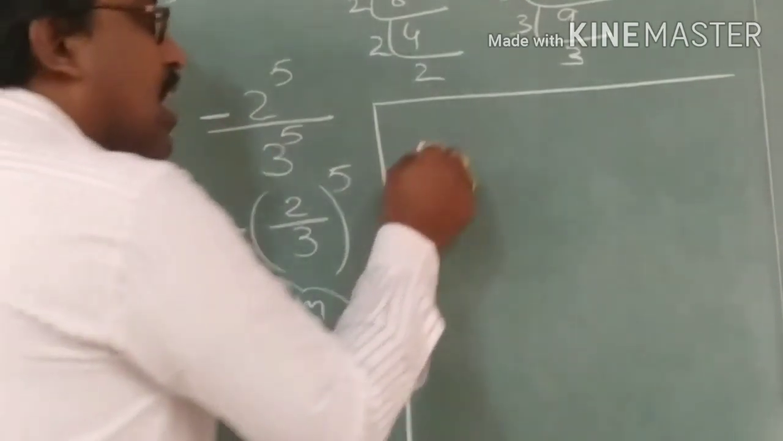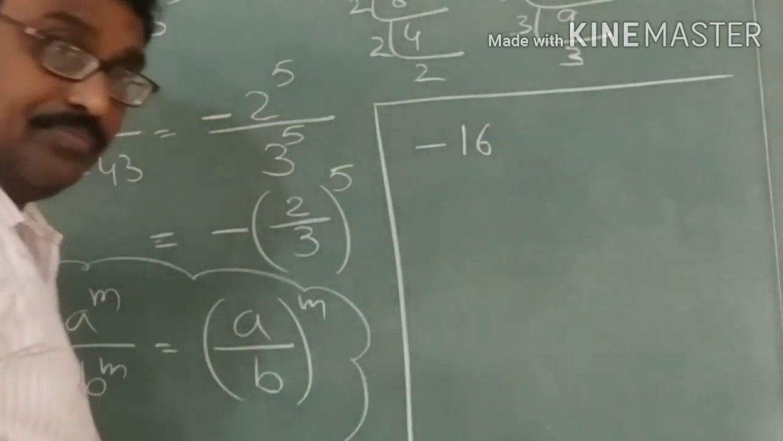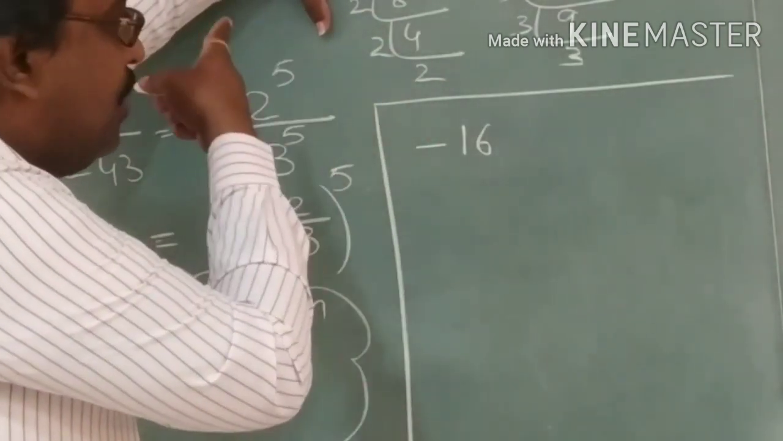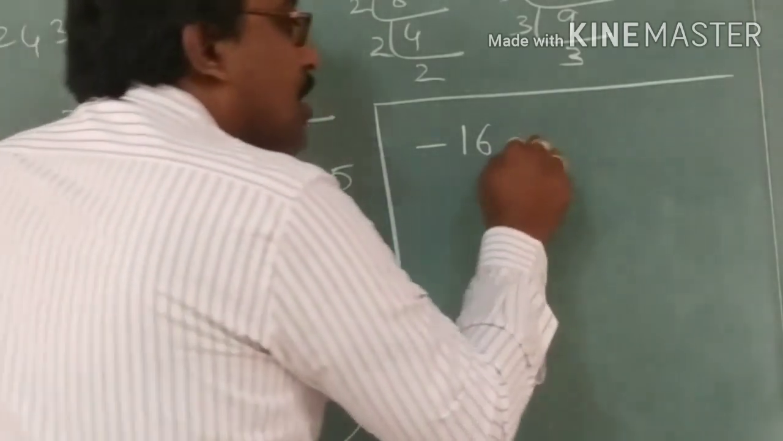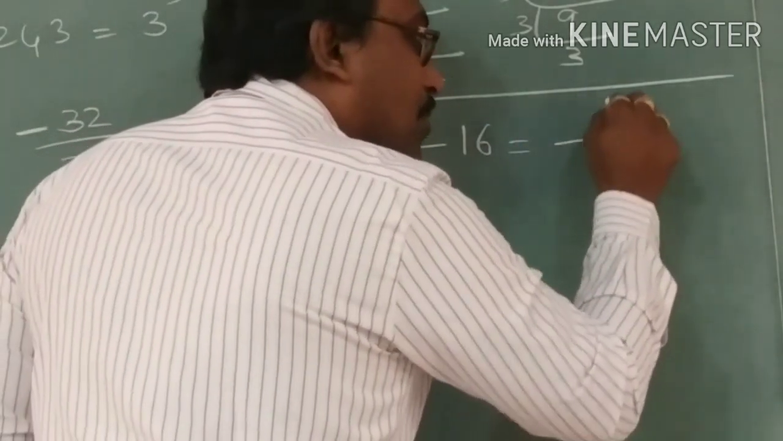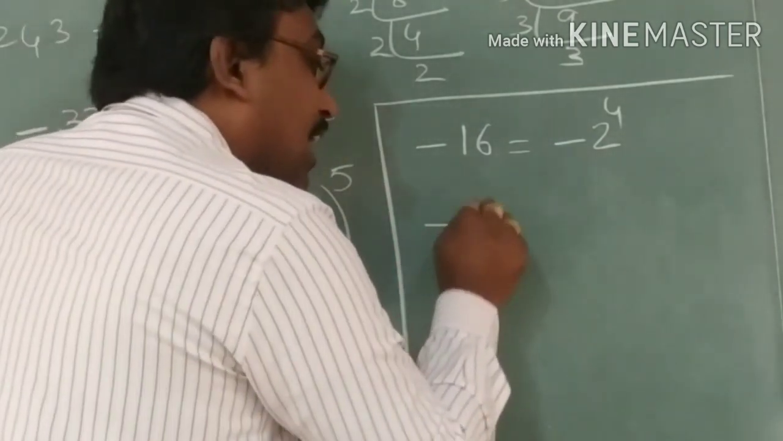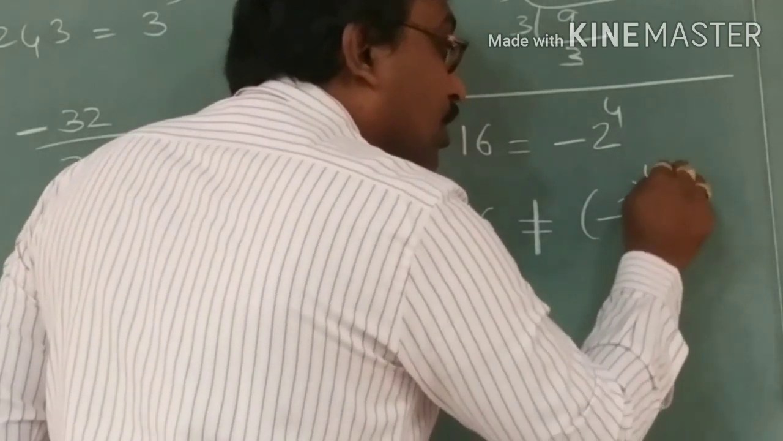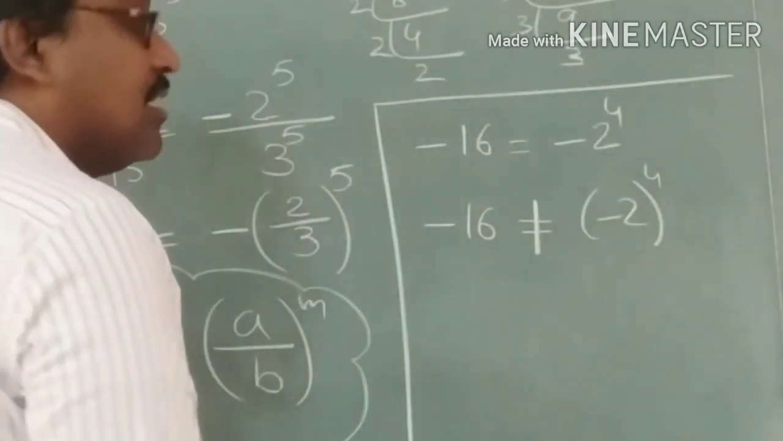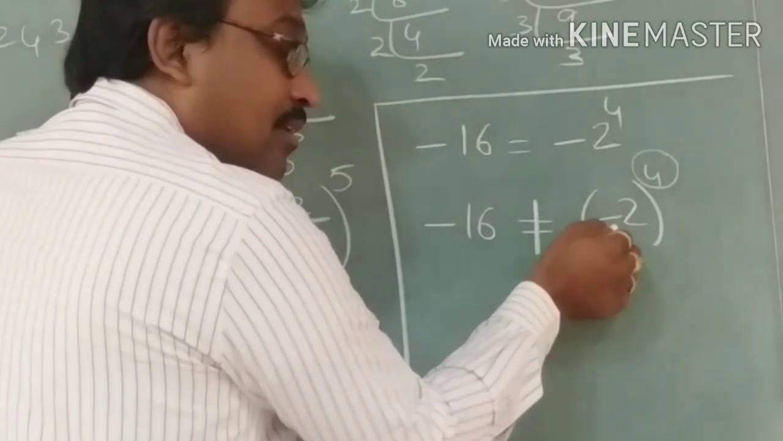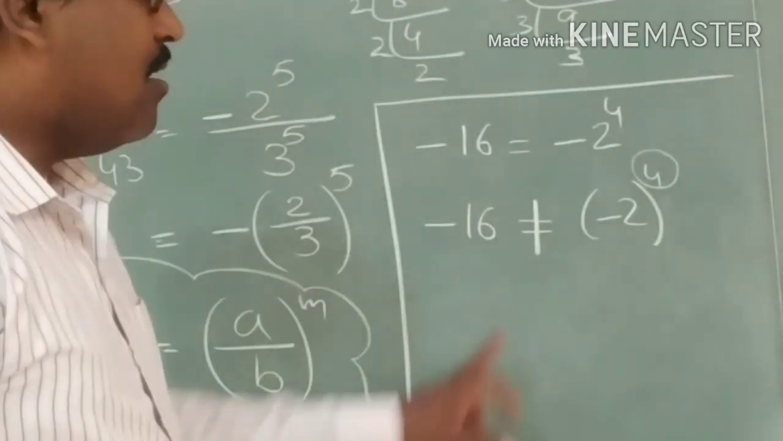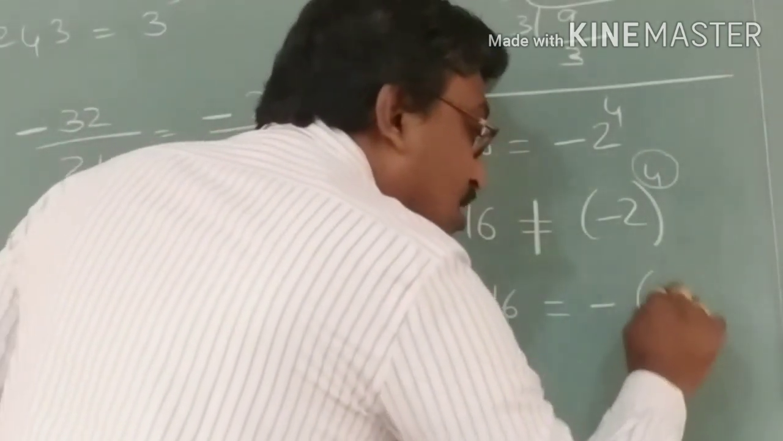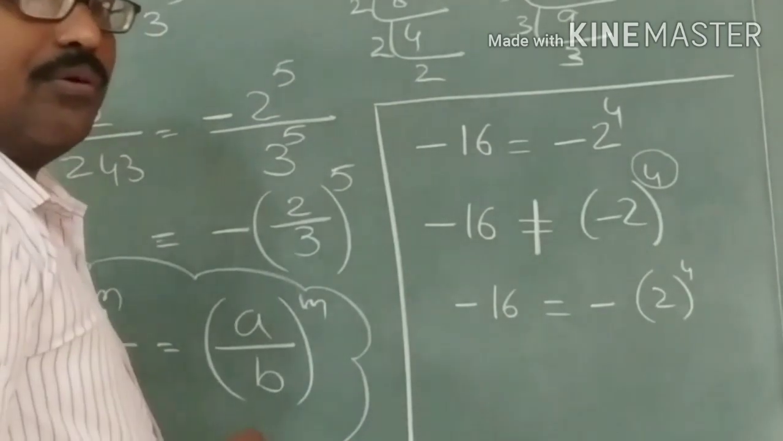Because suppose minus 16 is given. That means here 16, how many times? 4 times. So 2 to the power of 4. Where minus 16 we cannot write as minus 2 to the power of 4, because if the power is even, then the minus will become plus. So minus 16 can be written as minus, if you want to write, 2 power 4.